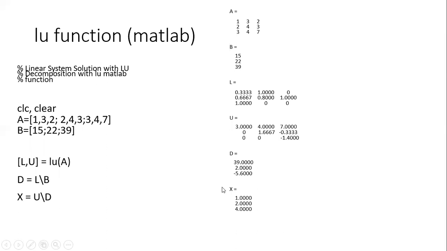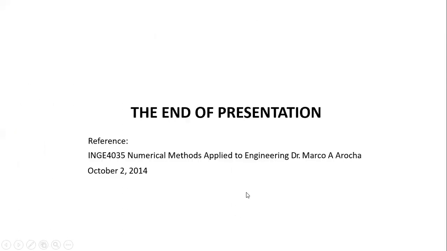Now, using the LU function built in MATLAB, similar to the previous slide, of course, we need to declare A, B using this command LU. So D is equal to L over B, X equals U over D. So this will give us the following values ng D1, D2, D3. And of course, we have the same value for X since we're considering the same system of linear equations. So X1 is 1, X2 is 2, X3 is 4. So this ends our presentation. Thank you for listening.